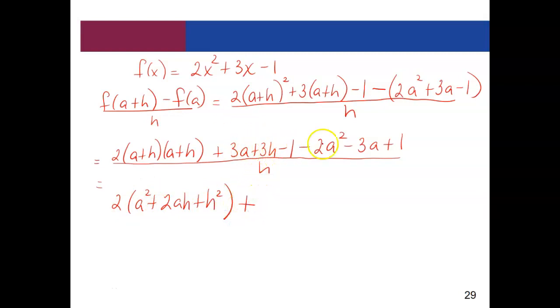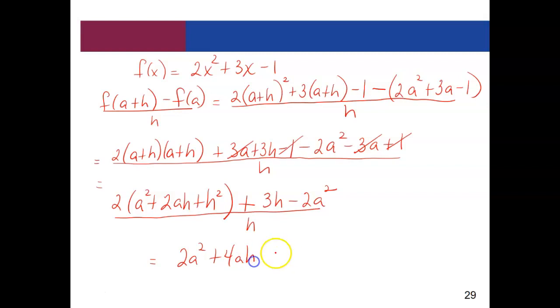Okay, one thing you'll notice is we do get some cancellation here. So the 3 a's cancel, and the 1 and the negative 1 cancel. So I'm going to have a 3h minus a 2a squared, and that's all over h. So we'll keep simplifying. We'll distribute the 2.